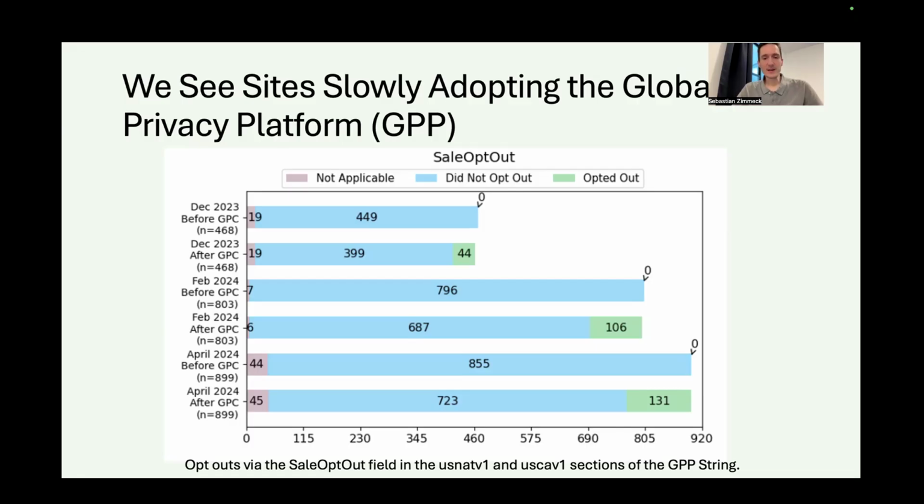And this one here was introduced at the time when we performed our analysis, when the IAB said that the US privacy string, what we had seen earlier, is deprecated and people should switch to this one. And we see an overall small and slow level of adoption.